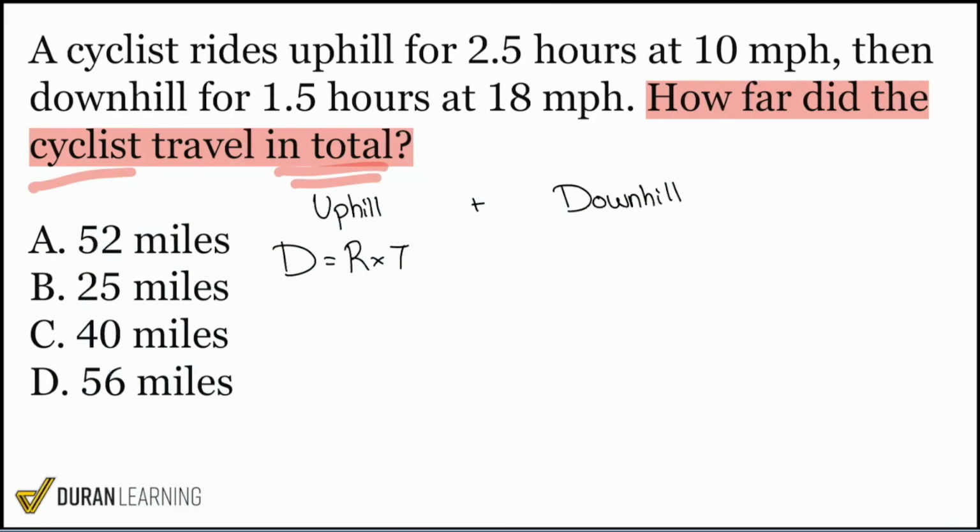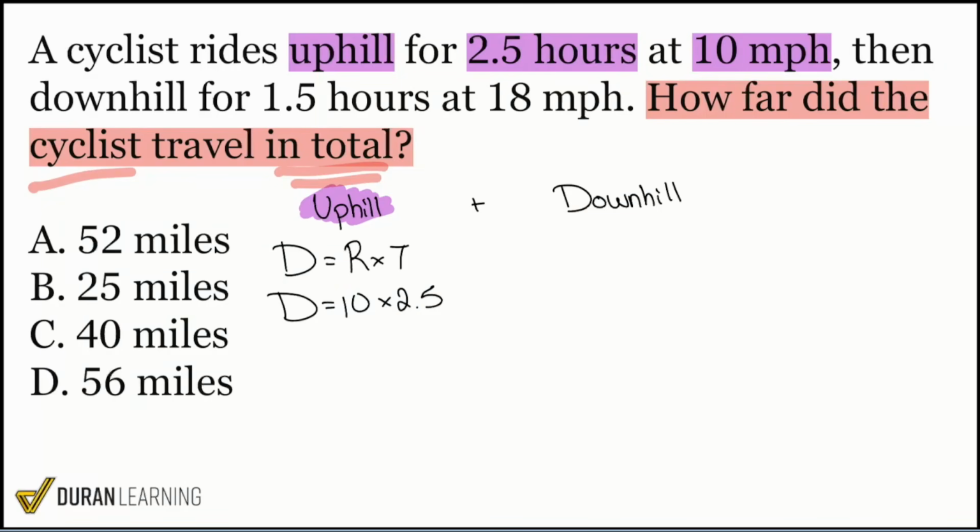And let me ask you this, everybody. If we're talking about the uphill portion, what is the rate and what is the time that we're given? If we check out the uphill part right there, what do we see? We see that we have 2.5 hours right here, and we have 10 miles an hour there. So with those two things, guess what? We have everything we need for this first part. We have the rate, 10 miles an hour. We have the time, 2.5 hours. And so let's write that down. Distance equals 10 multiplied by 2.5.